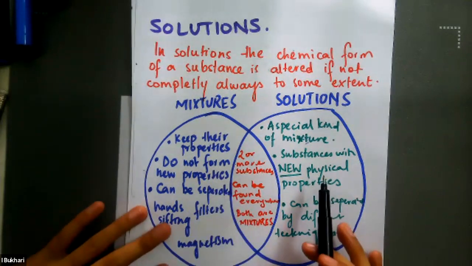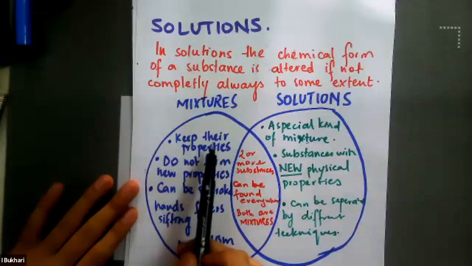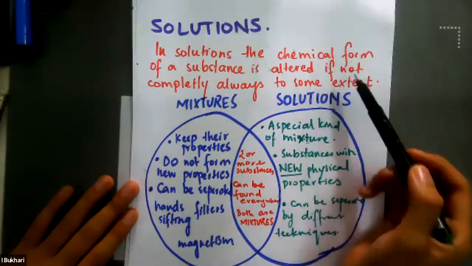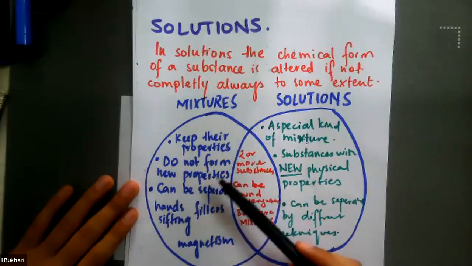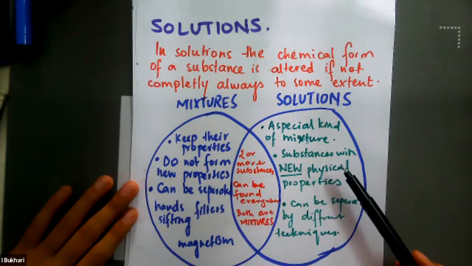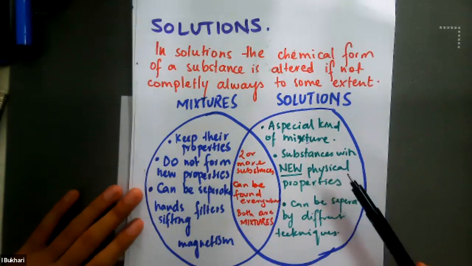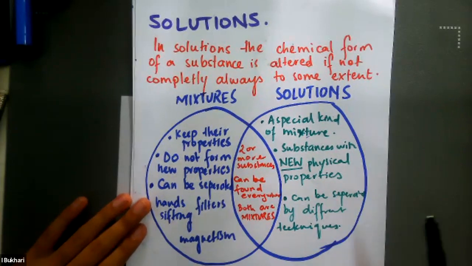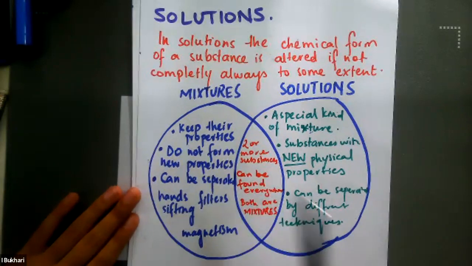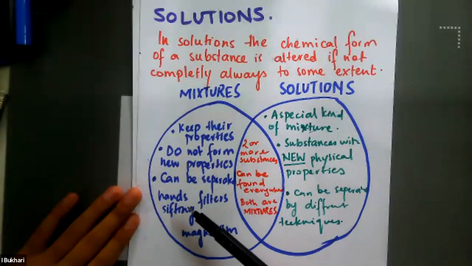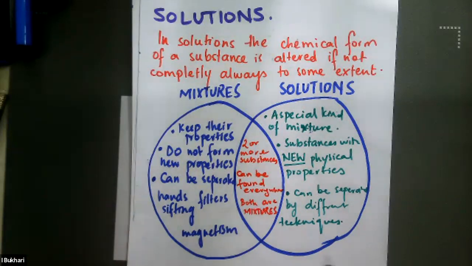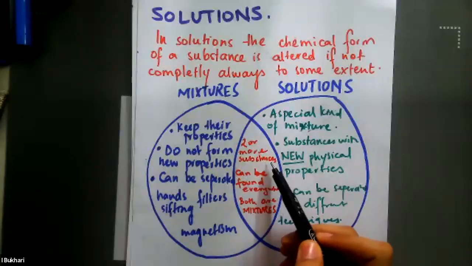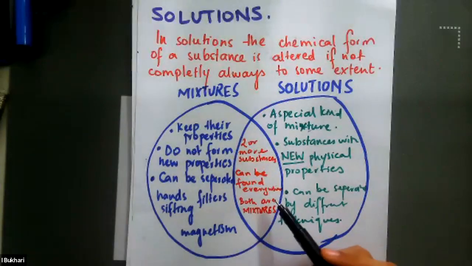So these are the differences between mixtures and solutions. Mixtures keep their properties. Solutions are a special kind of mixture, so their chemical form is altered a bit. Mixtures do not have new properties, but solutions do have substances with new physical properties. Mixtures can be separated by hands, sifting, filters, magnetism. Solutions can be separated by different, and I should say difficult, techniques. The similarities between both of them are they both contain two or more substances, both can be found everywhere, and they both are mixtures.